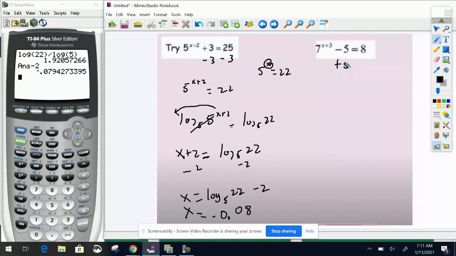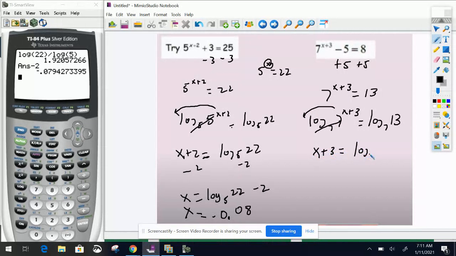So same thing for this problem. We're going to add 5. 7 to the x plus 3 is equal to 13. Now I'm going to log both sides base 7: log base 7 of 7 to the x plus 3 equals log base 7 of 13. And again, where am I getting the 7 from? It's whatever's being raised to the variable exponent. So that cancels, comes down in front. x plus 3 is equal to log base 7 of 13. I'm going to subtract the 3. x is equal to log base 7 of 13 minus 3, and know that this is its own number.